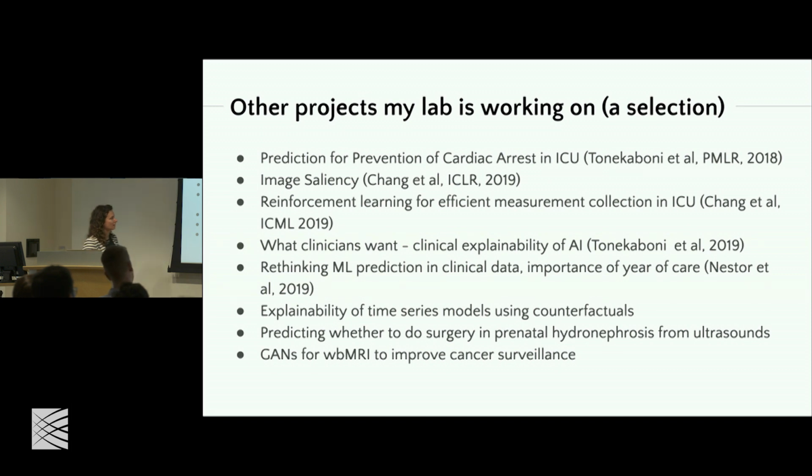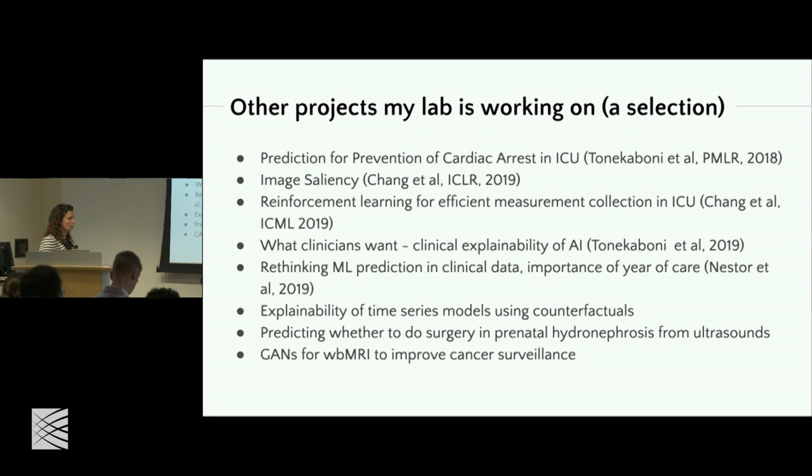So a lot of the work that we are doing is around building models that will actually be adopted. So we want to make sure that what we are optimizing is something that the end user will actually care about. So we actually have done surveys of clinicians about what they want to see in a model and what they want to optimize, which I think is very exciting. There's the surgery in prenatal hydronephrosis. Lauren is flying today to Arizona to give a talk at the urology meeting on this. This is predicting directly from ultrasounds whether or not to do a surgery for prenatal hydronephrosis. And just on Sunday, we got this funded. It's very exciting.